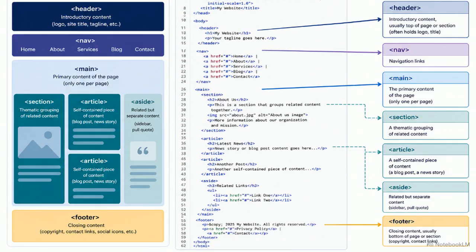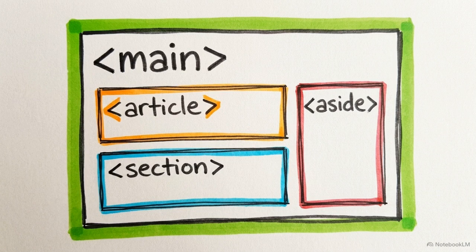Finally, at the very bottom of the page structure, we close things out with the footer tag, housing your copyright info and social links. The main tag holds the core value of your page, while article, section, and aside define exactly how that information relates to itself and the user.